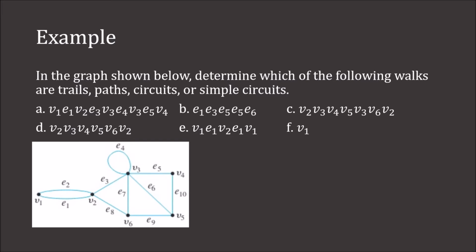If we now look at part B, let's actually write this out. So A is a trail. If we look at part B now, it's just giving edges, so V1 to V2, then we use E3, so that goes up to V3. E5 goes to V4, we go back to V3, and then E6 to V5. So it has this repeated edge of E5, which means it has a repeated vertex of V3. So this is none of them. This is just a walk.